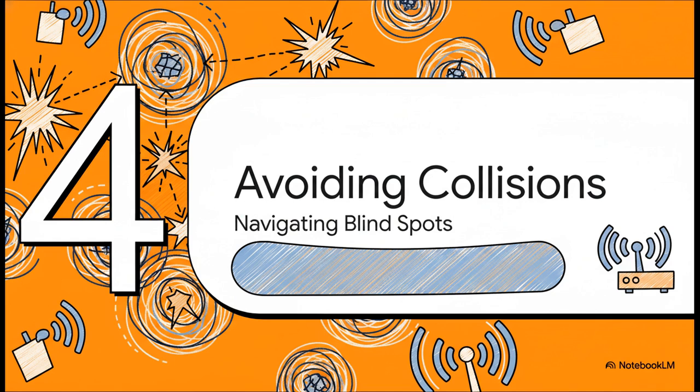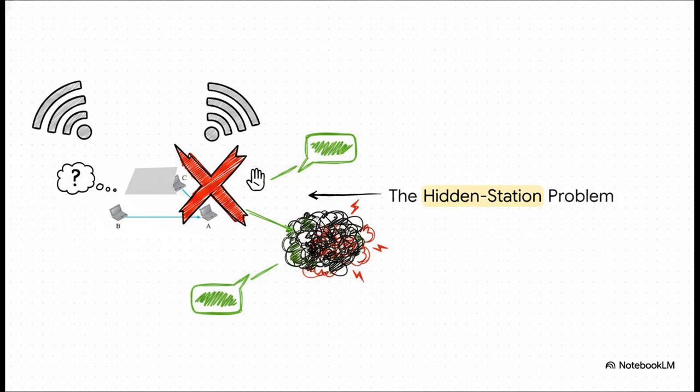Which brings us to Section 4, avoiding collisions and navigating blind spots. Because look, even with all these polite rules, blind spots definitely still exist. And this leads to what networking engineers call the hidden station drama. Imagine Station B and Station C. They both really want to talk to Station A, which is right in the middle. But there's a physical barrier between B and C. They're completely hidden from each other. If B checks to see if the channel is idle, it won't hear C, and it might just start transmitting right over C's conversation with A. The result? Total data collision.